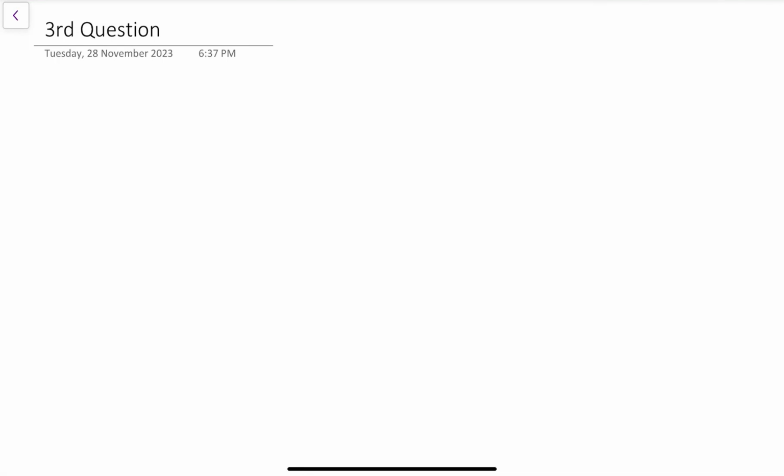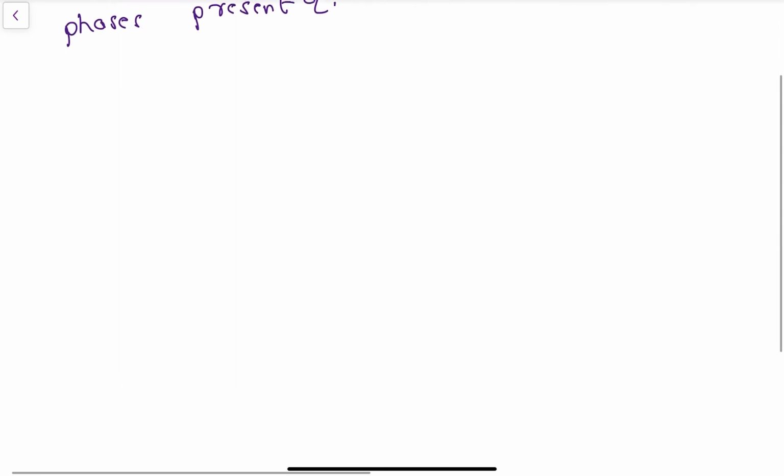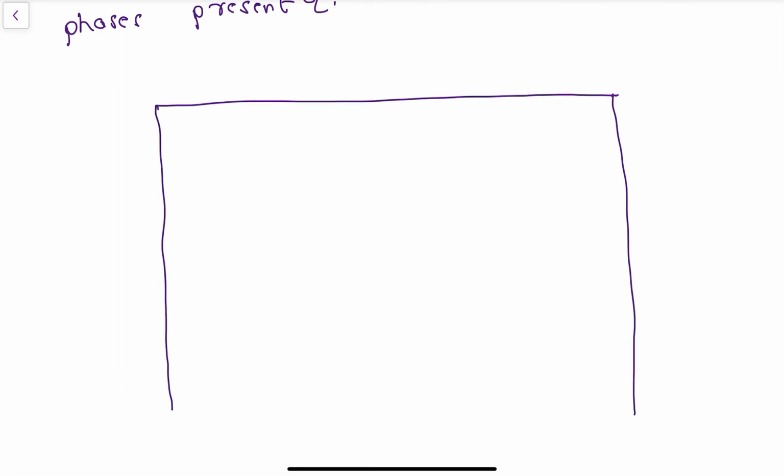Next question we will try to answer is what are the relative amounts of phases present? So we were discussing the phase diagrams. Here we are going to discuss what are the relative amounts of phases present for a particular constitution point. Okay, so let me draw the phase diagram.